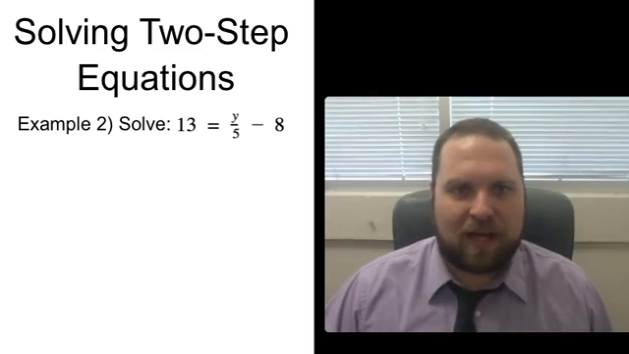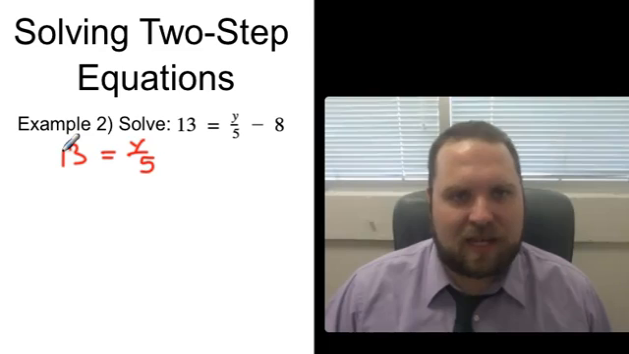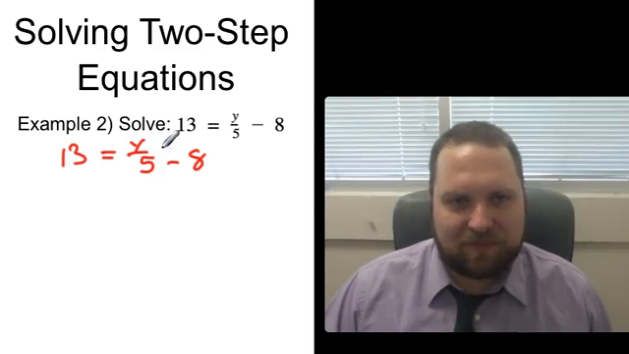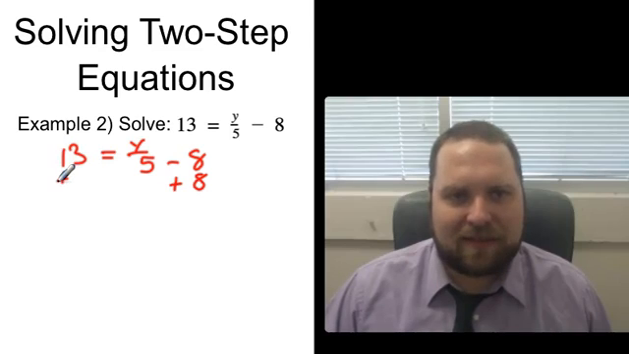13 equals y over 5, excuse me, minus 8. So I've got 13 equals, and I'm just copying it down so I've got a nice clean problem to work with. I want to isolate the y. I want to get it by itself, so I've got to get rid of dividing by 5, and I've got to get rid of subtracting 8. So we undo the addition or subtraction first, and I undo that by adding 8 to both sides.